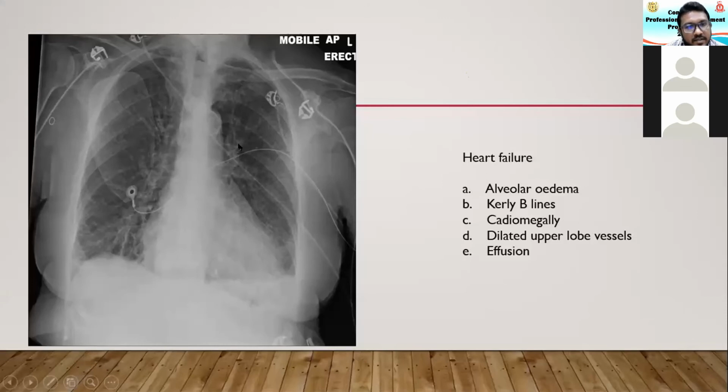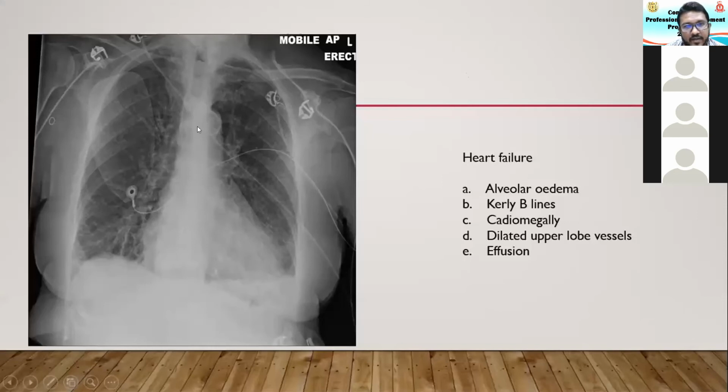And there is something called peribronchial cuffing. If you can see this X-ray, there is thickening around the bronchi. This is because of the interstitial edema. And these are also interstitial edema. This is peribronchial cuffing, dilated upper lobe vessels. And if you look at the costophrenic angle on the left side, there is blunting and there is an element of a small effusion. The right side is fairly okay, but if you look at the left side, there is a small effusion.